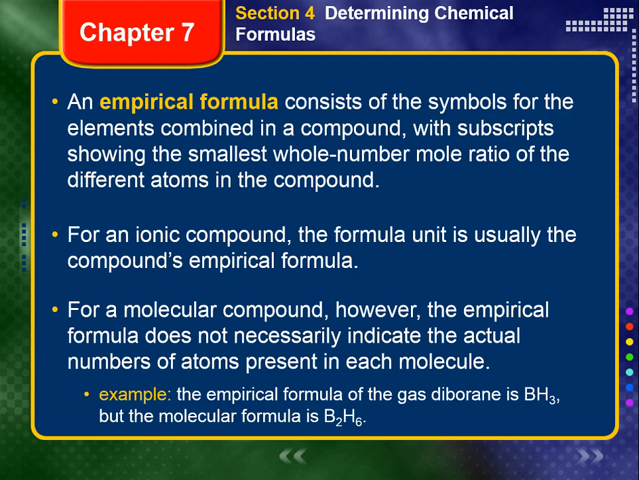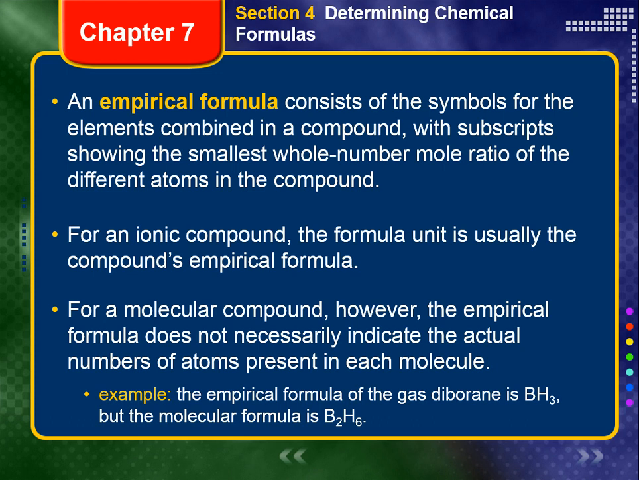Chapter 7, Section 4, Determining Chemical Formulas. When a new substance is synthesized or is discovered, it is analyzed quantitatively to reveal its percentage composition. From this data, the empirical formula is then determined. An empirical formula consists of the symbols for the elements combined in a compound with subscripts showing the smallest whole number ratio of the different atoms in the compound.